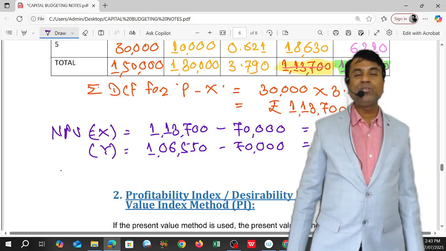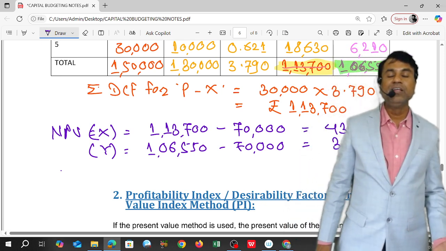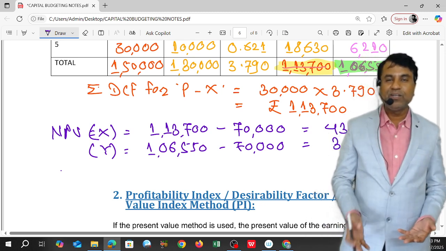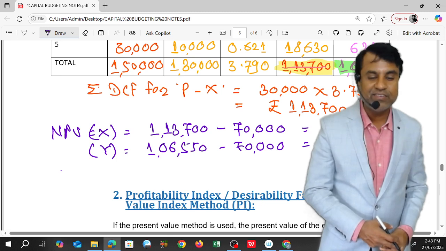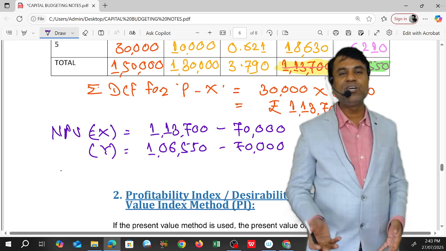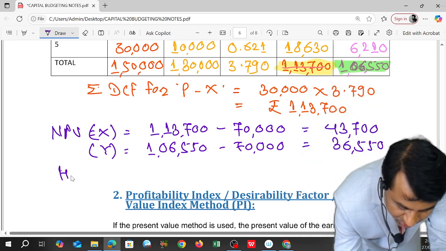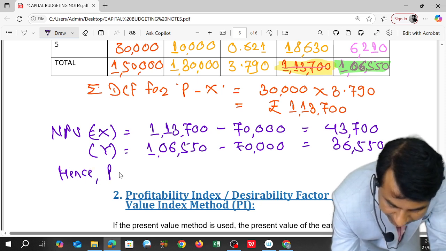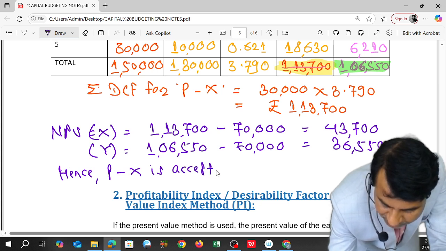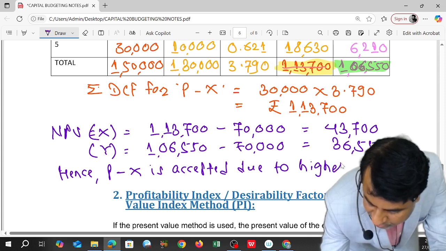As I told you, the one which is going to add more wealth to the shareholders. So project X is costing 70,000, Y is also costing 70,000, and they are mutually exclusive, meaning acceptance of one will automatically reject the other one. So students, now tell me which one should be accepted. Yes Akash, absolutely, the one which is going to add more value to the shareholders needs to be accepted. Hence you can write down, hence project Y is rejected and X is accepted due to higher NPV, because it is going to add more wealth to the shareholders.